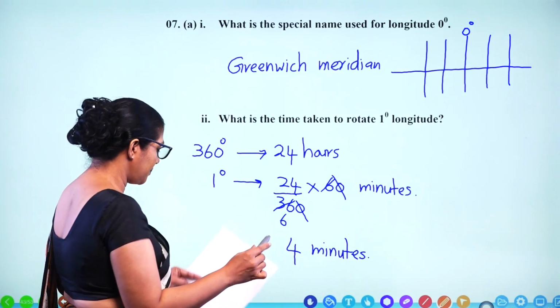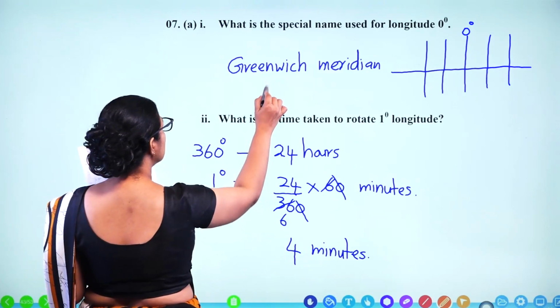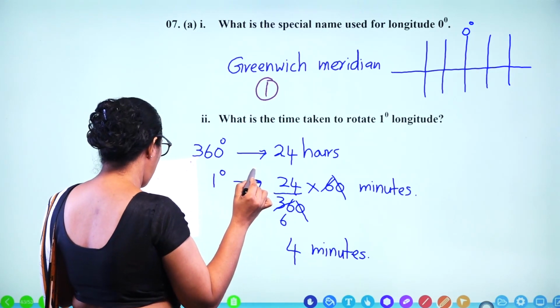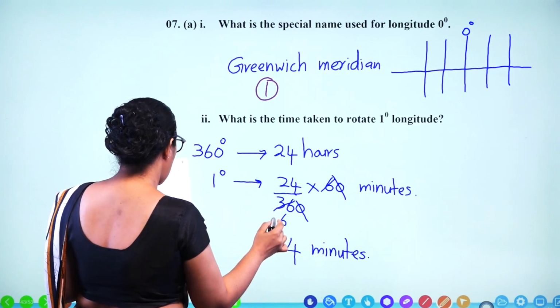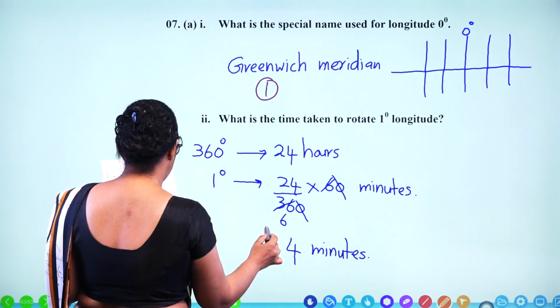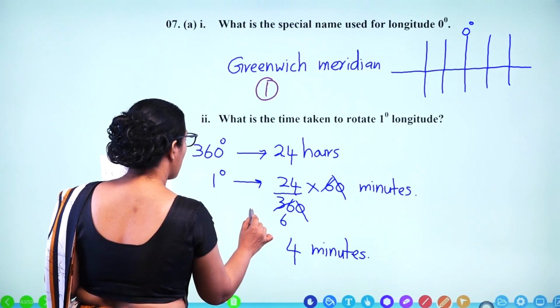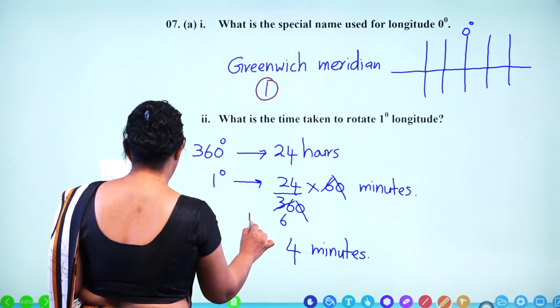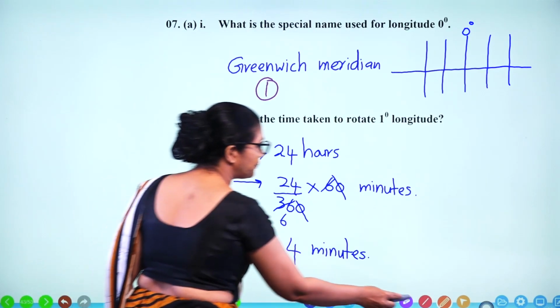How many marks? You are getting 1 mark here and 1 mark for this as well. So 2 marks there.